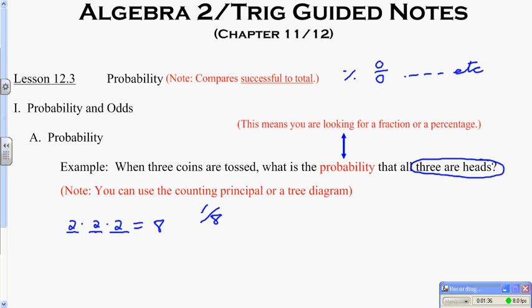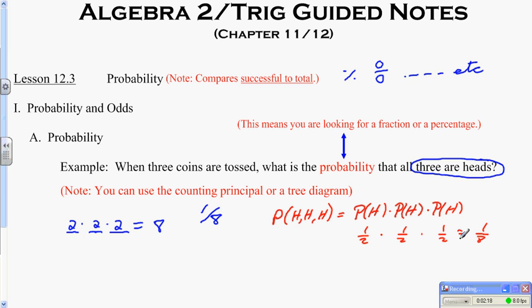Another way of looking at this, which we're going to have to get used to for notation, is we're looking for the probability of heads, heads, and then heads. And that can be found by taking the probability of heads times the probability of heads times the probability of heads. Again, that's using the fundamental counting principle with probabilities. Probability of heads is 1/2, 1/2, and 1/2. These are all independent of each other, mind you. And again, we get the same thing, 1 out of 8.